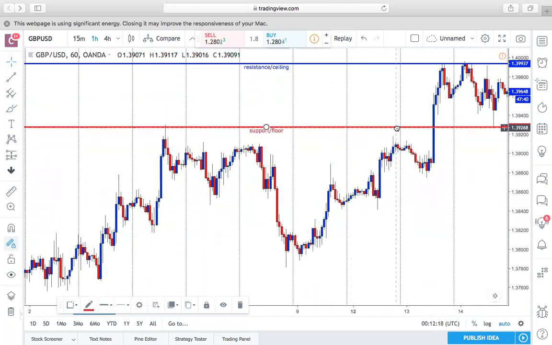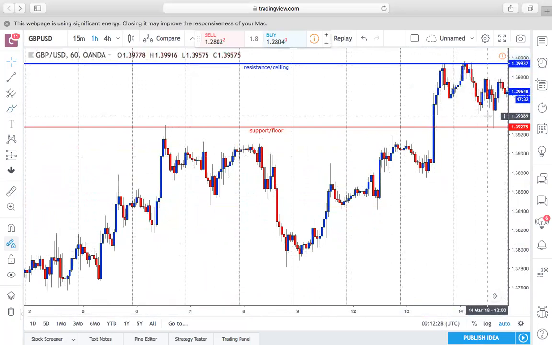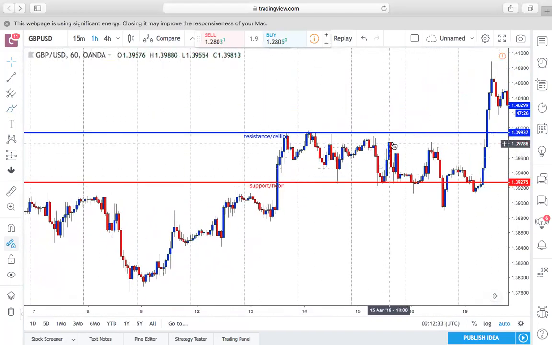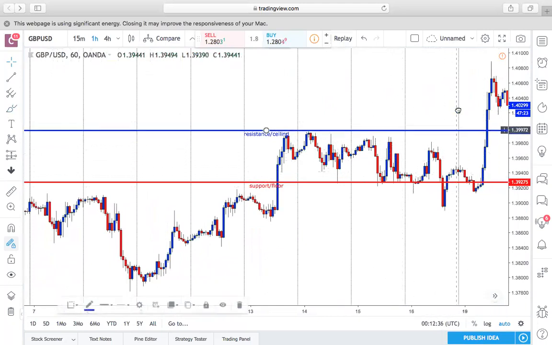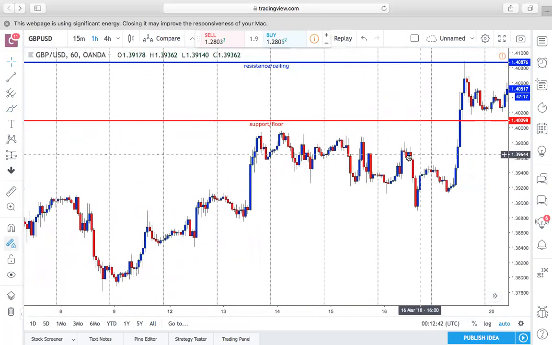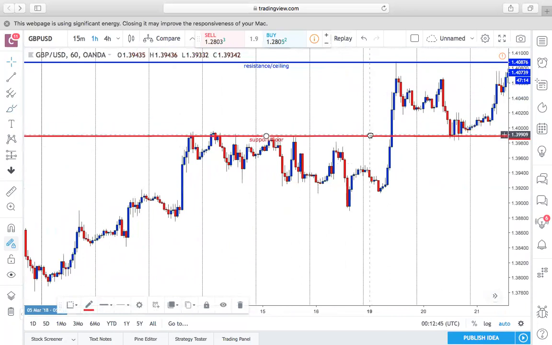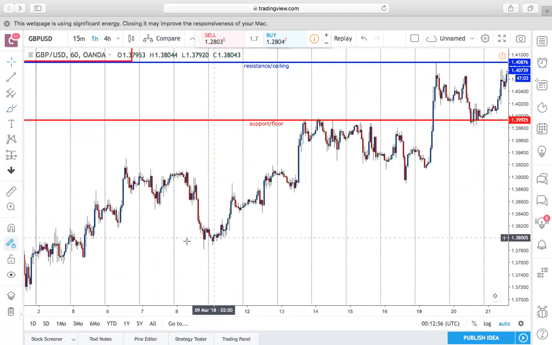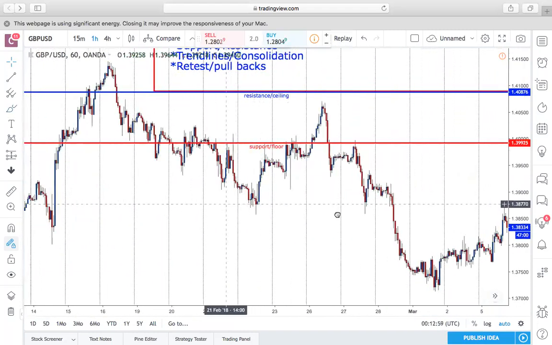So now we got our new support because price broke and we waited for it to come back and retest. We have our new resistance up here, our new ceiling, and our new support, our floor. Same thing, let's see what happens. Oh, there you go, it broke again. It broke our resistance, this is our new resistance, and it retested this area and became support, right here. Support, our floor, and resistance. So that sums up exactly what support and resistance is.